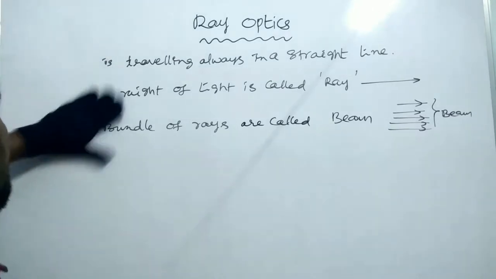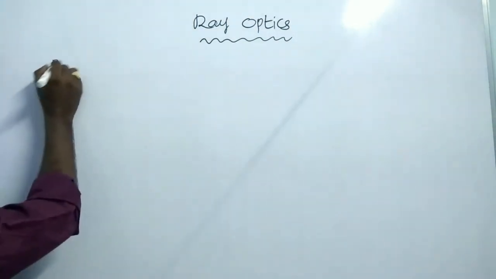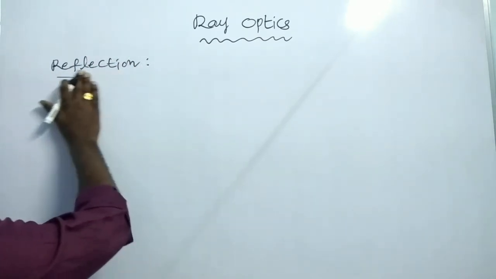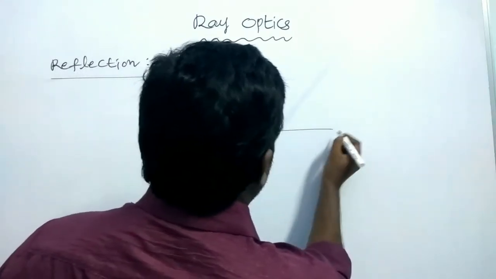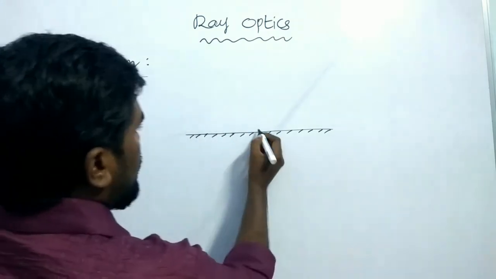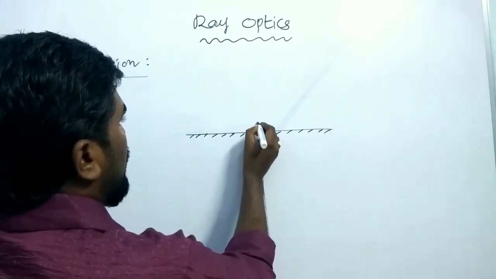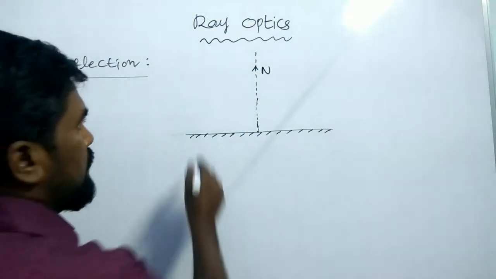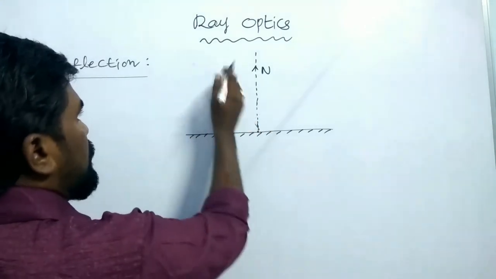Very, very important: reflection of light. So what is reflection? We take a mirror. Whenever light is incident, at first we take a normal line, which is perpendicular to the mirror, making 90 degrees. And this is the light which is incident.